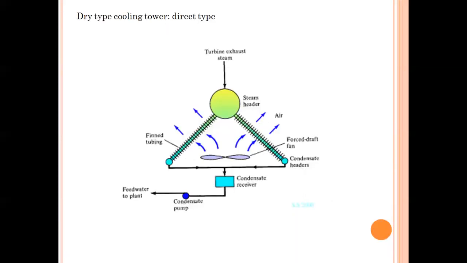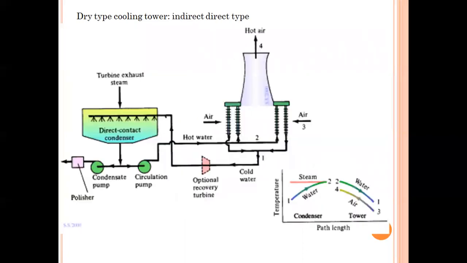Dry type cooling tower, direct type. So it's a direct type. In this, direct steam contact or gas contact is made with the fins or air. See here, this is direct steam contact with the fins or air contact with the fins. And then the draft fan, condenser, condenser receiver, condensate pump, and feed water to the plant.